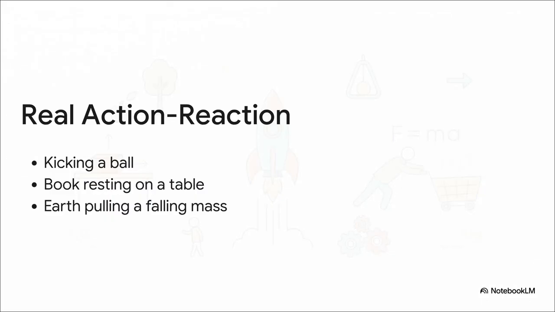Think of it this way. If you kick a ball, your foot pushes the ball forward, but the ball pushes back on your foot. If a book rests on a table, the book pushes down on the table while the table pushes up on the book. And get this, if the Earth exerts a downward gravitational pull on a falling particle, that tiny particle is simultaneously pulling the entire Earth upward with the exact same magnitude of force. The Earth's acceleration is just unnoticeably small because its mass is so unimaginably huge.